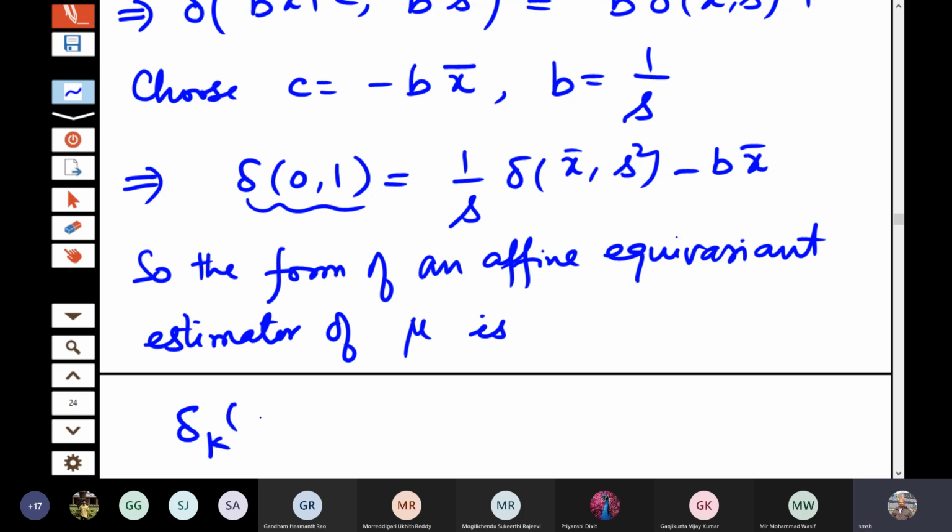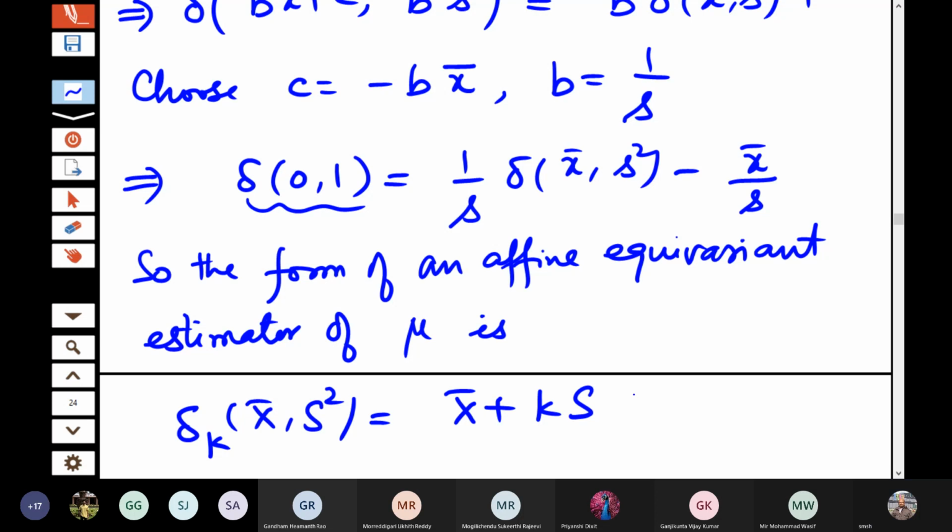delta k of x bar, s square is equal to, so this b we have put as 1 by s, so let me write it here. So this gives you x bar plus some constant times s. So this is the form of an affine equivariant estimator of mu. So it is dependent upon a single constant here. Therefore, the minimization problem makes sense.